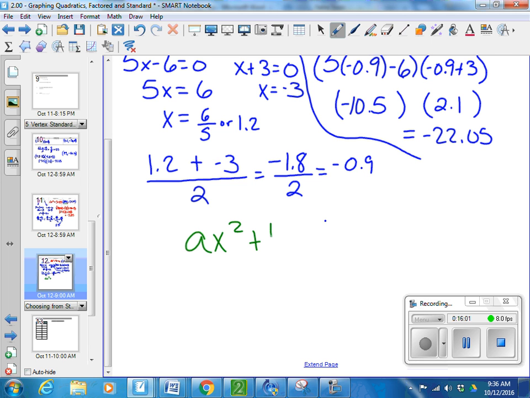So, to wrap things up, remember, when you're looking for your vertex from standard form, standard form looks like this: ax squared plus bx plus c. We want to take the opposite of our middle coefficient, divide it by 2 times the leading coefficient, and that gives you the x coordinate. After that, you plug that value into your expression for x, and then you'll get the second half, the y coordinate.